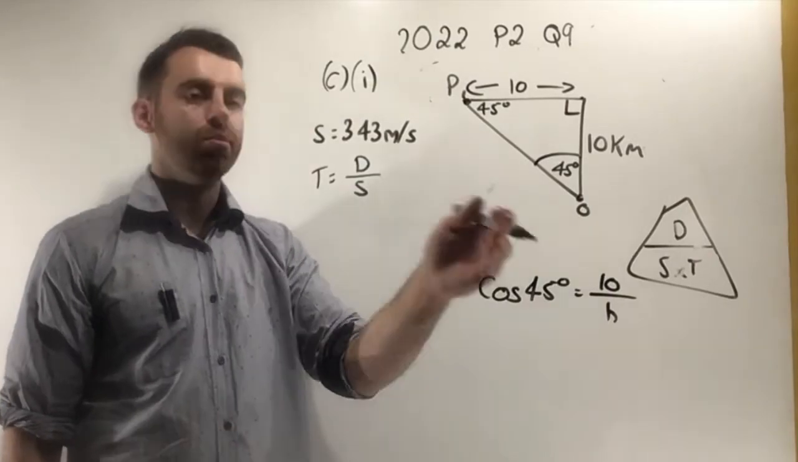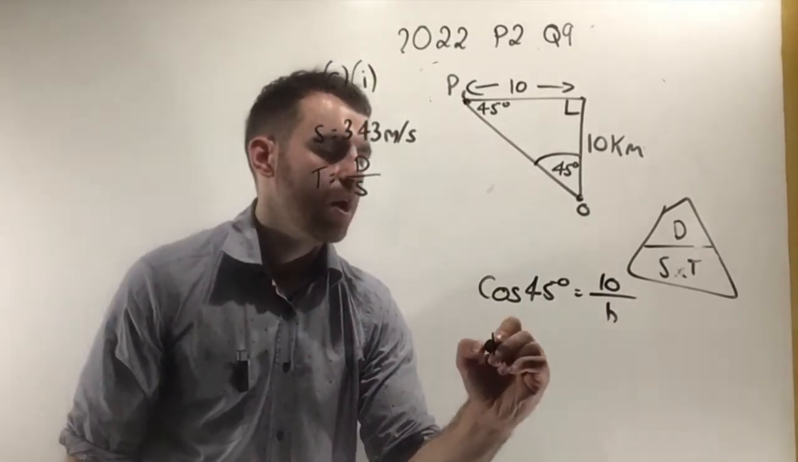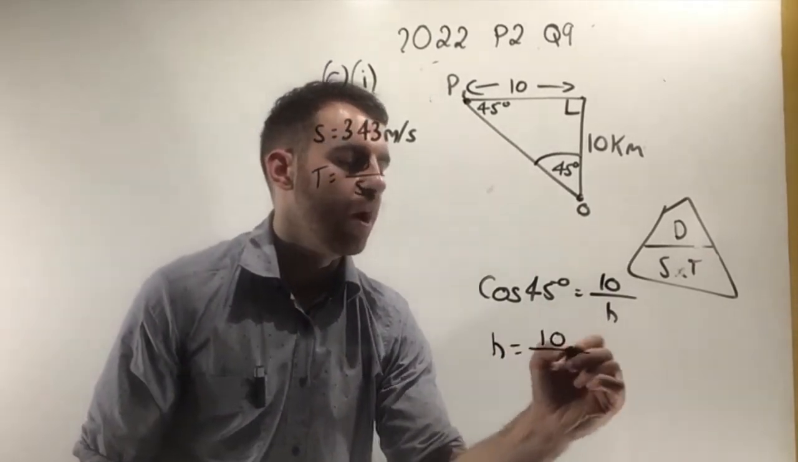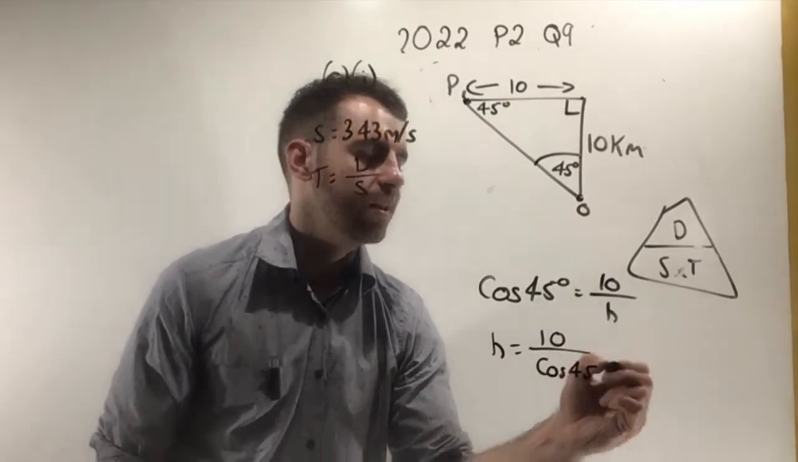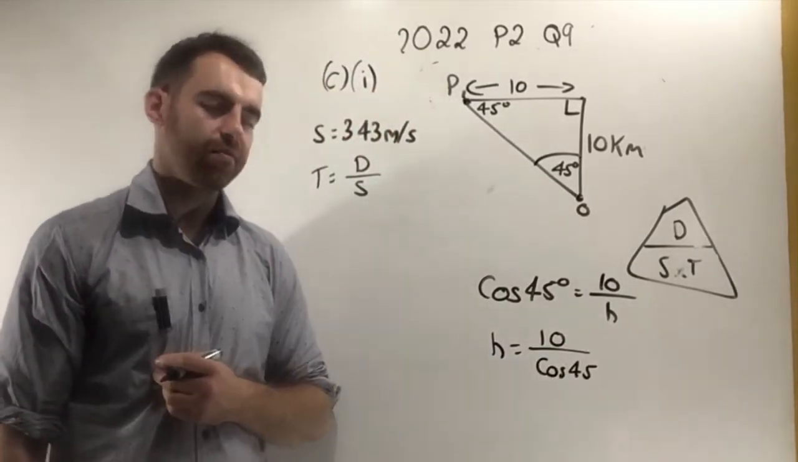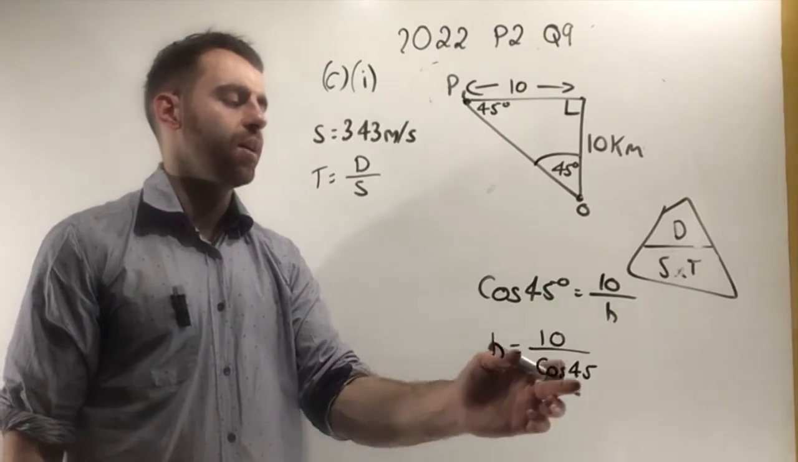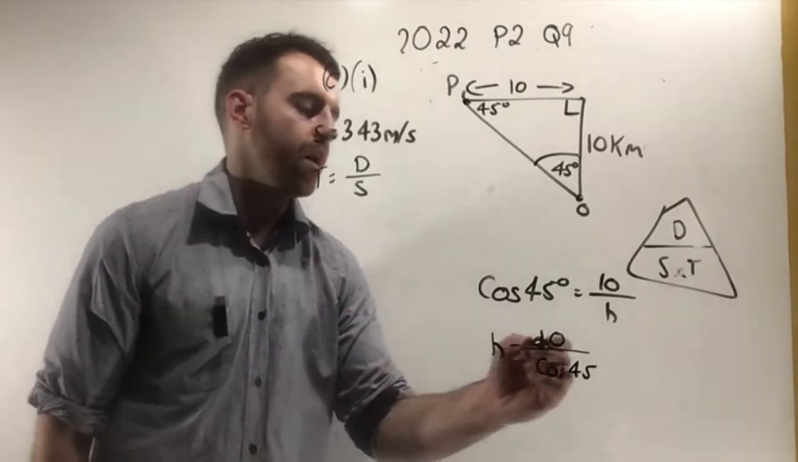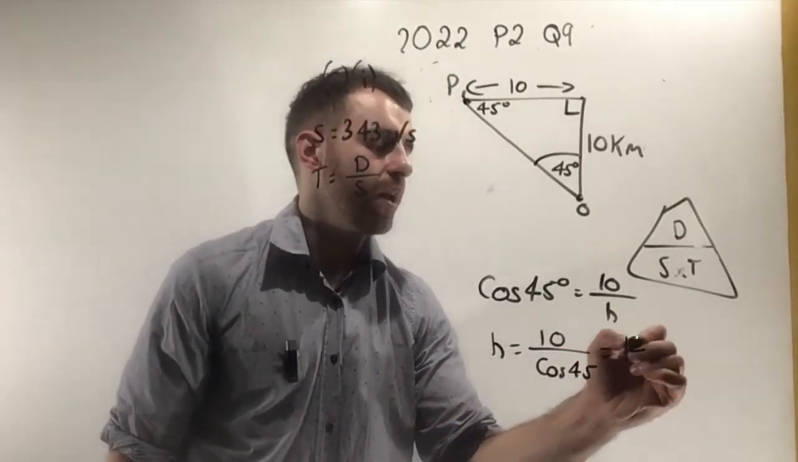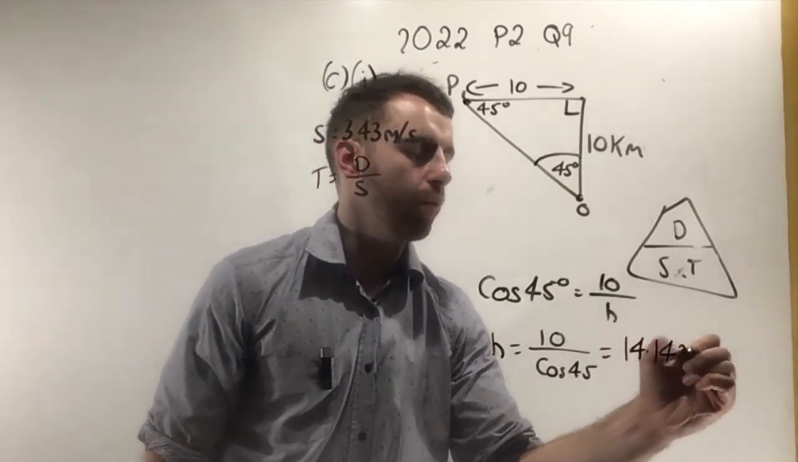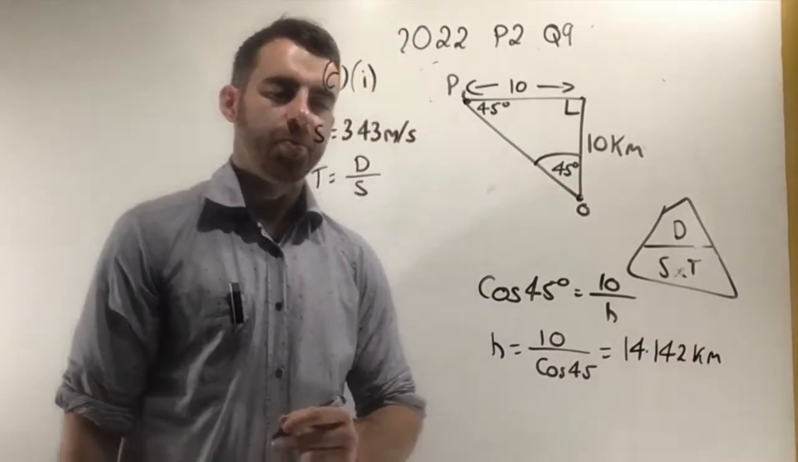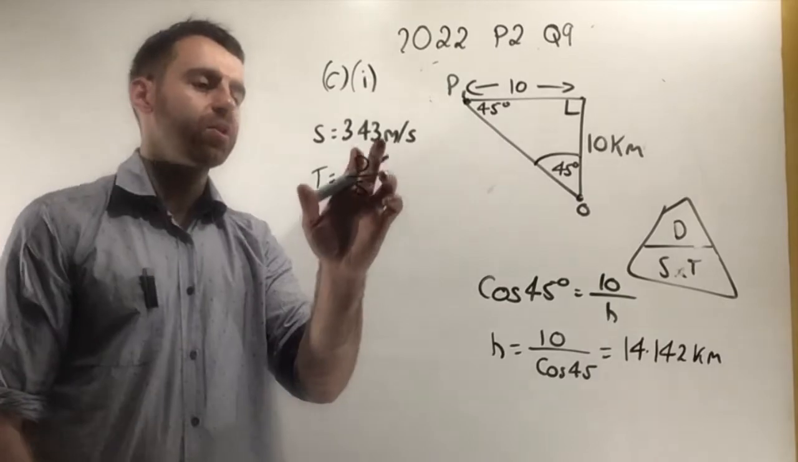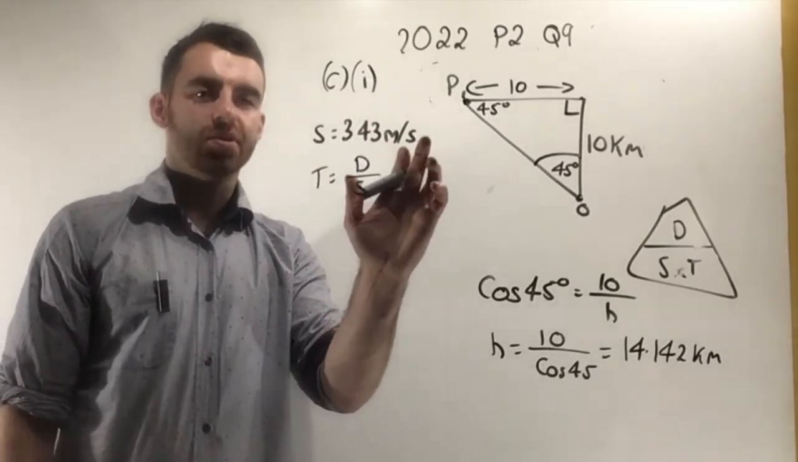So the cos of 45 is adjacent over hypotenuse. Then what I could do is multiply both sides by h, and also divide both sides by cos 45, essentially swapping the h and the cos 45. And I end up with h is equal to 10 over cos 45. And if you plug that into your calculator, h works out as 14.142 kilometers.